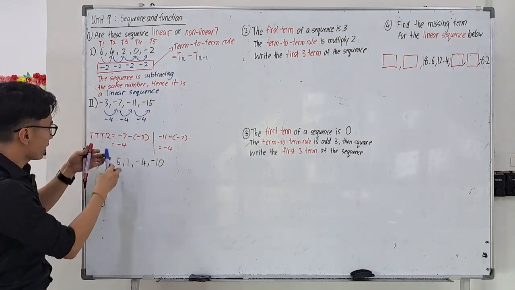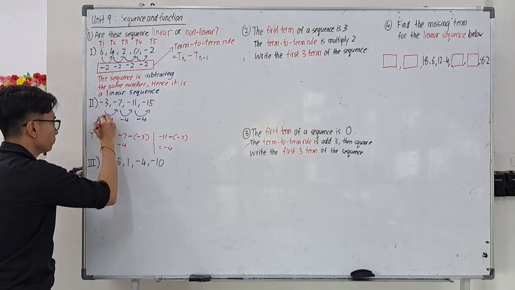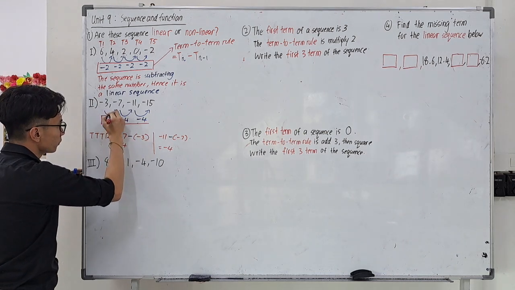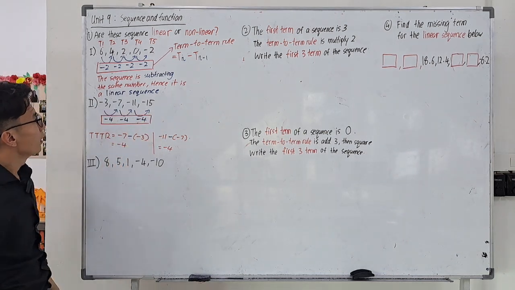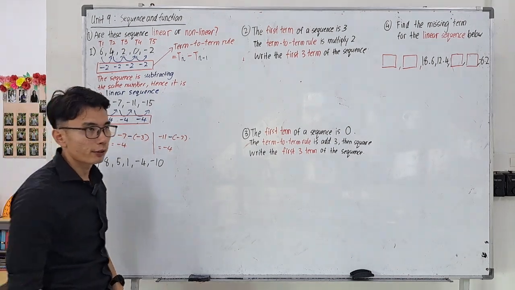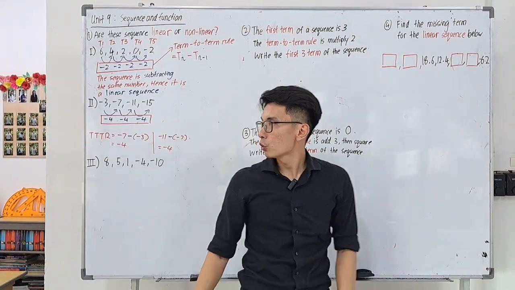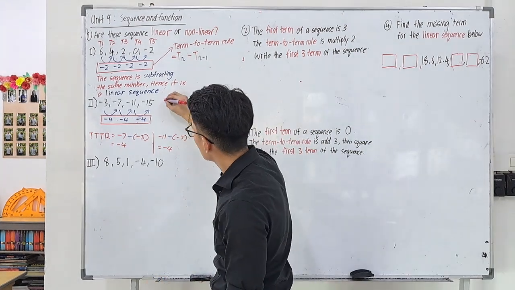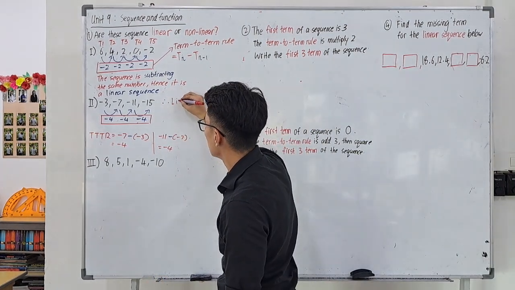So since we can see this sequence over here, the term-to-term rule, all right, it is subtracting the same number throughout the sequence. So we can say that this sequence is a linear sequence as well.